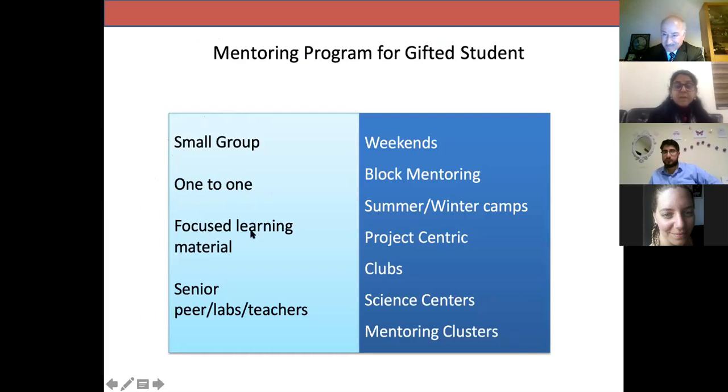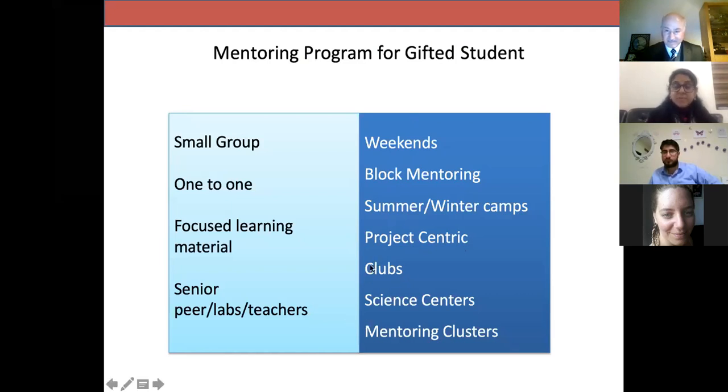We developed focused learning material. We could not do this, but yes, we suggested this for the children who were exceptionally gifted. We had weekend programs, we had block mentoring programs, we organized summer and winter camps for them. We did project-centric mentoring. Students took projects, and they worked on a project for 3 weeks or a month.